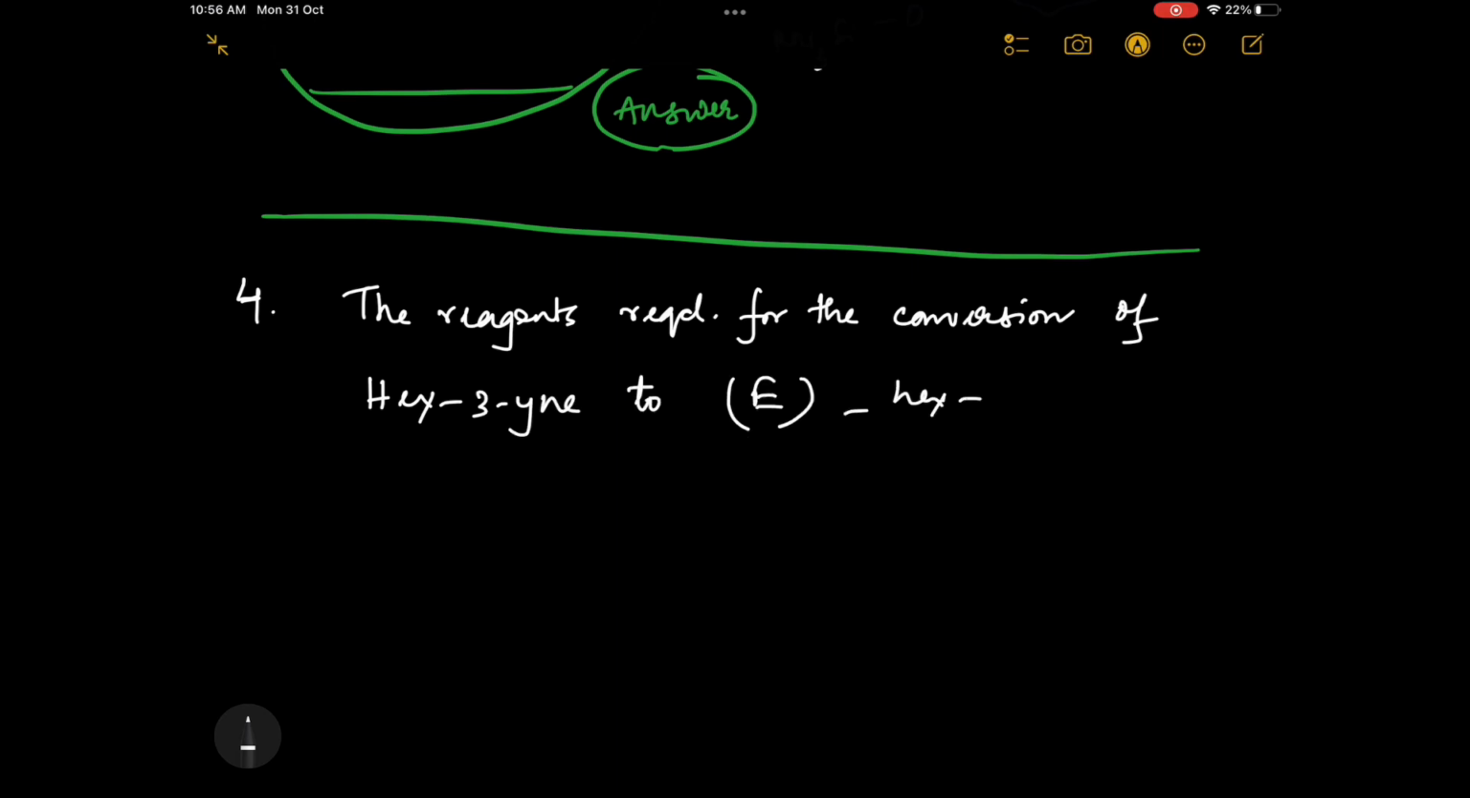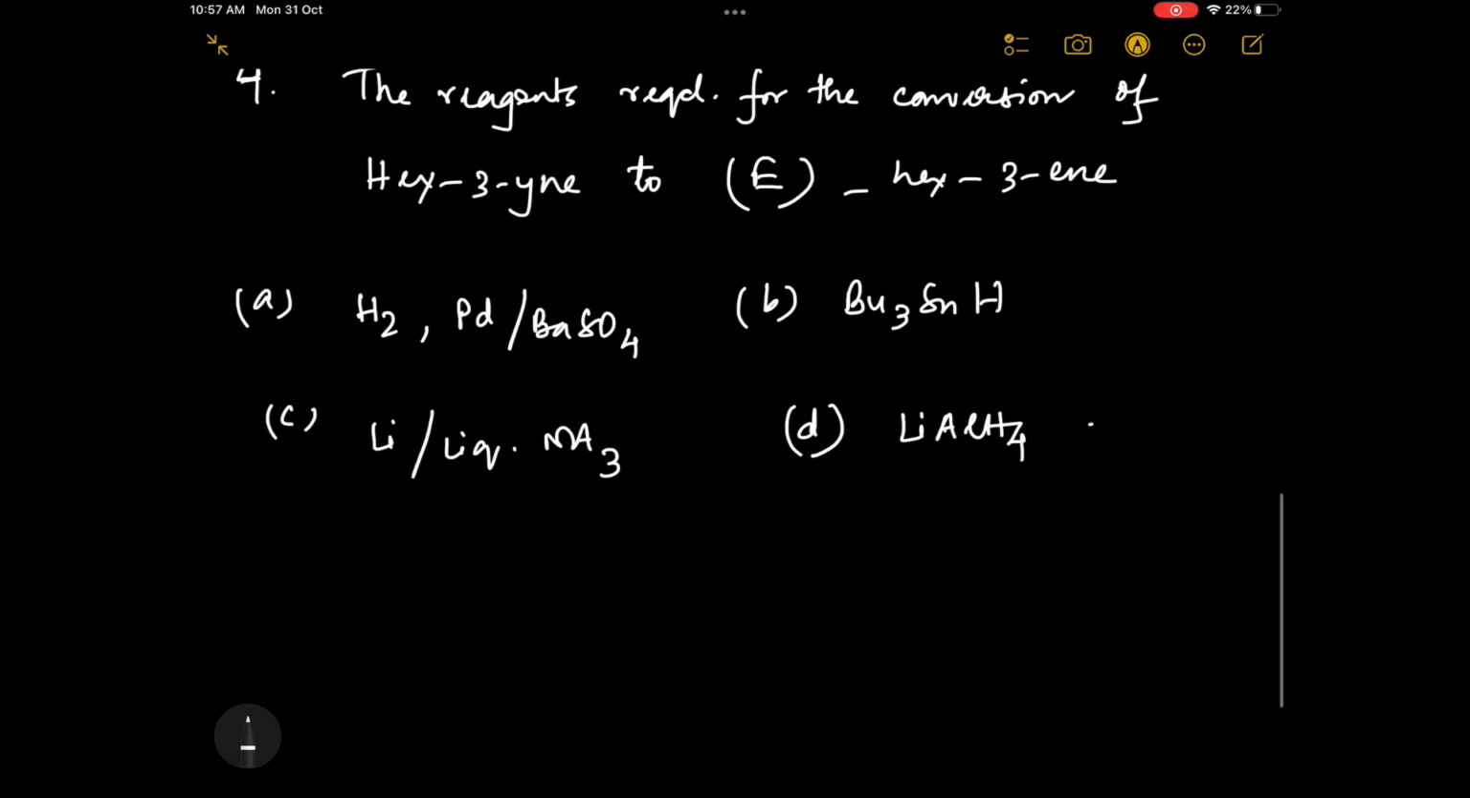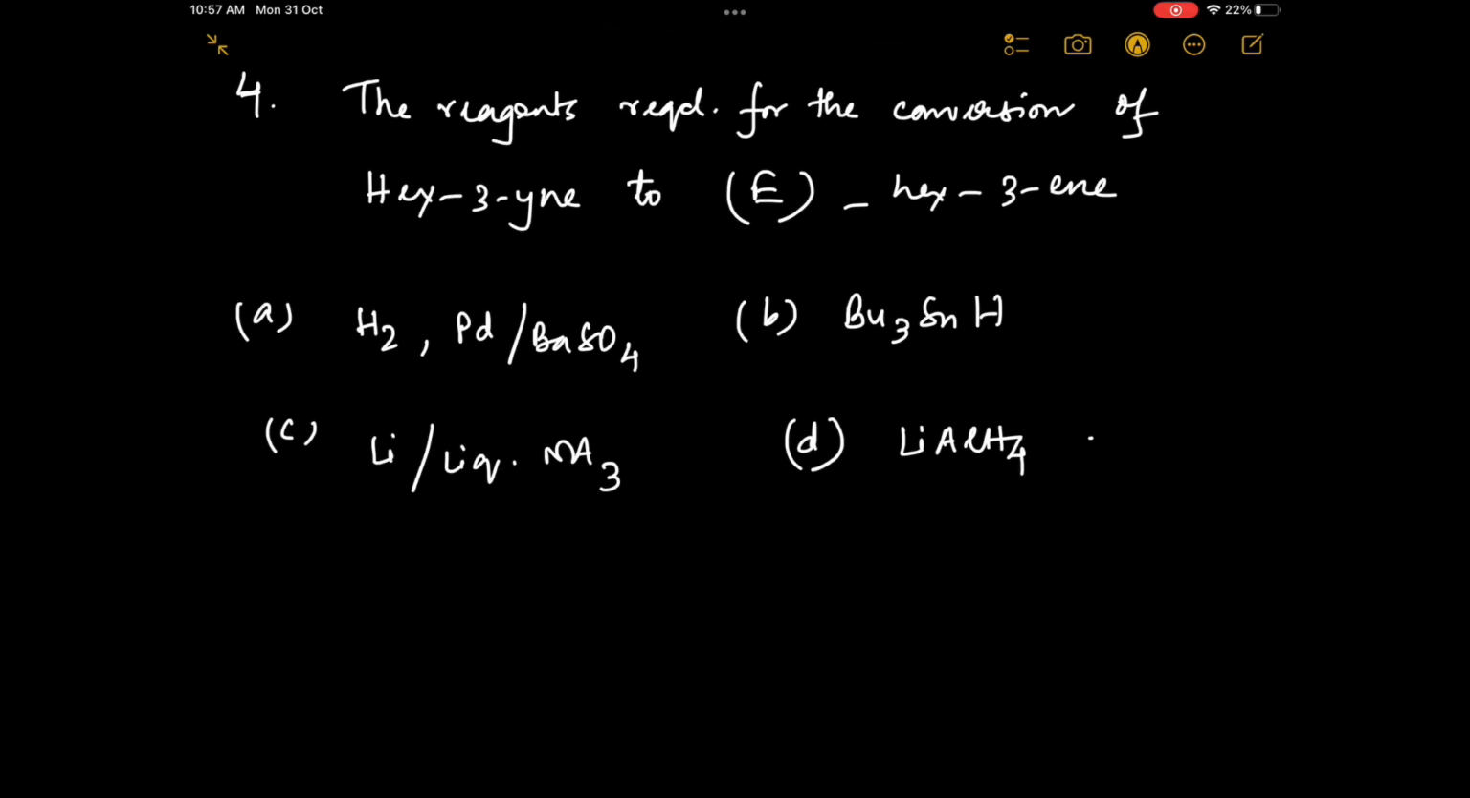So hex-3-yne to E-hex-3-ene. E means they want the trans form, that is the opposite of the cis form. The reagents that have been provided are H2/Pd-BaSO4, Bu3SnH, lithium in liquid NH3, and LiAlH4, lithium aluminum hydride. For this reaction, let us first check out the formulas of hex-3-yne and E-hex-3-ene.